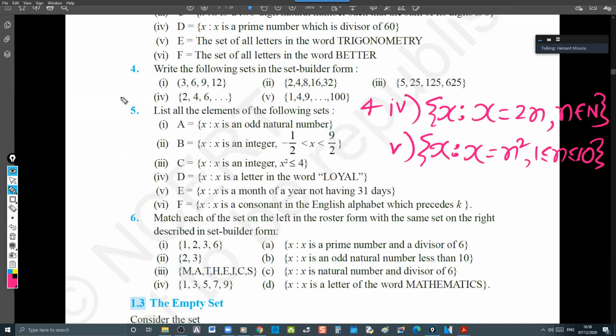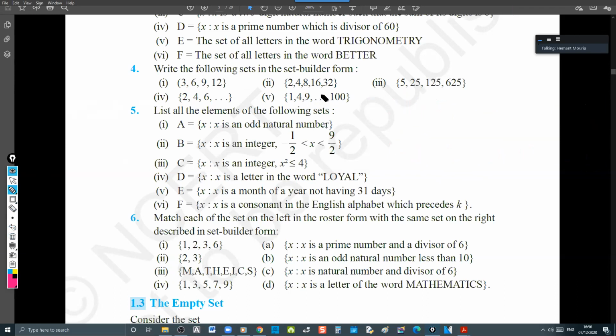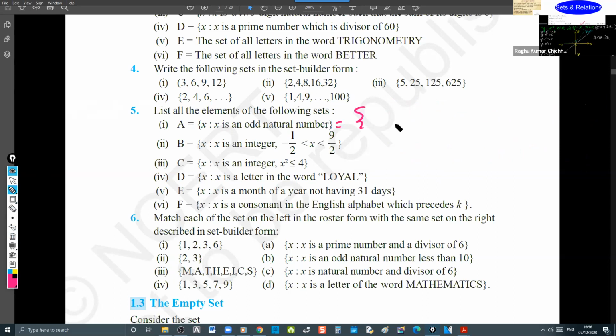Now, come to the fifth one, Maurya. List all the elements of the following sets. Listing.